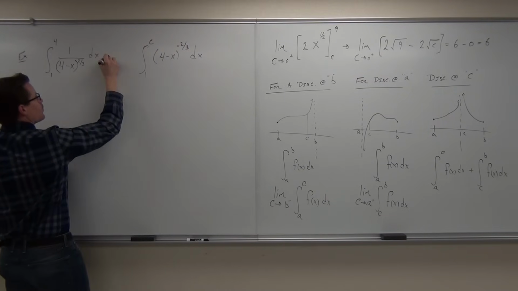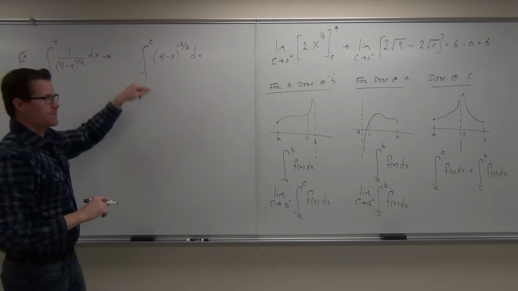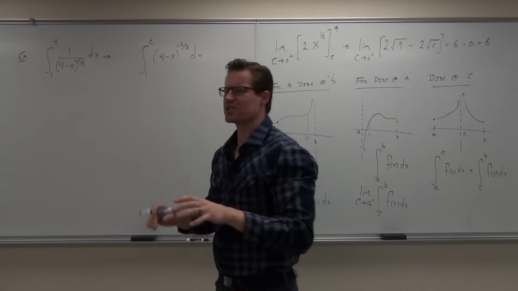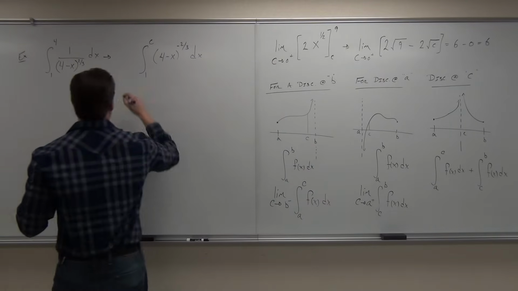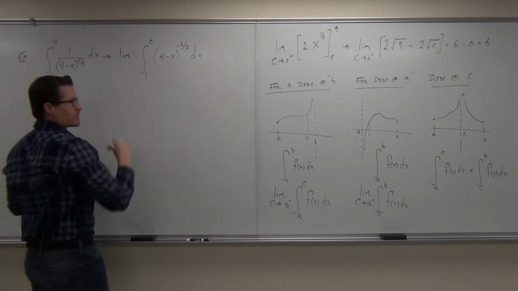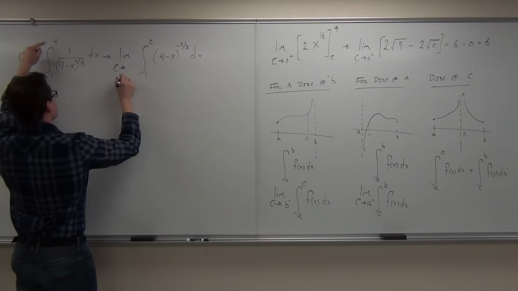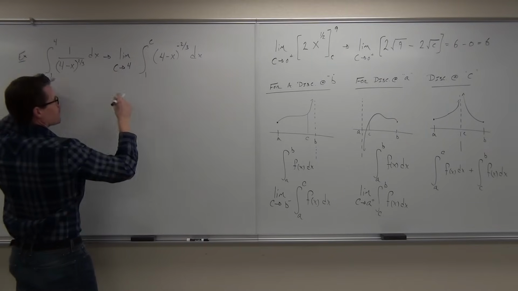We just have to say what's happening on my interval. So we have to say where C is going. How do we say where C is going? What are we going to use? Limit. Yeah, limit is the way we say where a number's going. A limit as C approaches where? 4. It's always going to be this number, or some number in between there.